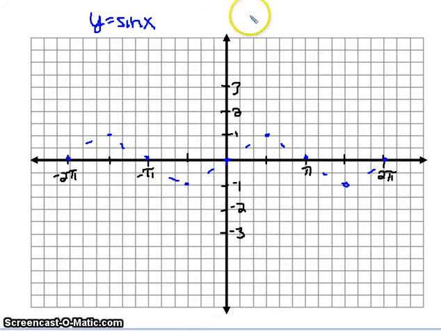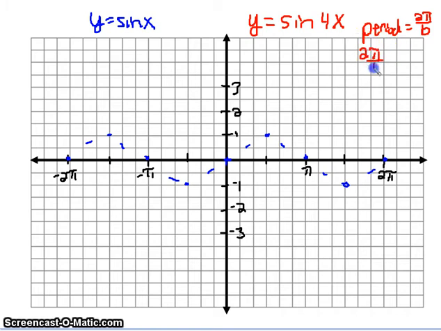What happens if I want to graph y equals sine of 4x? My period is always going to be 2 pi over b. So in this case, it is 2 pi divided by 4, or pi over 2. That means from here to here, I have to complete the entire sine. I start at 0, I end at 0. My middle is 0. So at pi over 4, I'm going to be at 0.